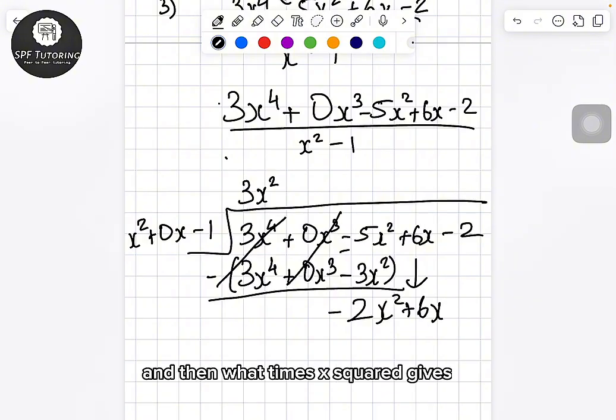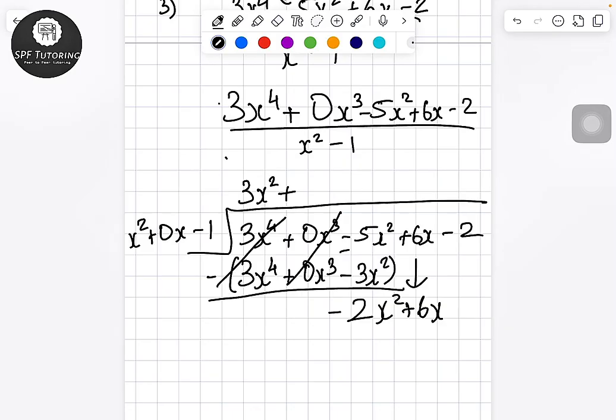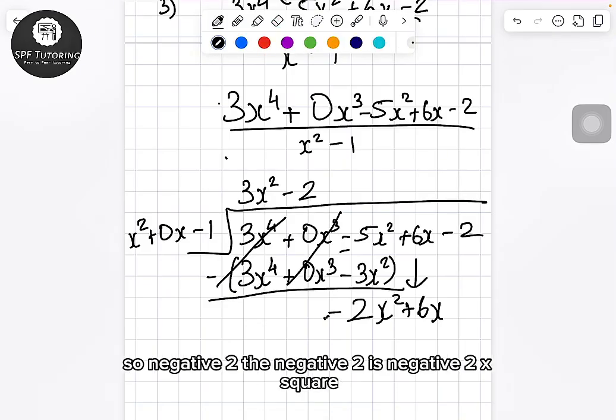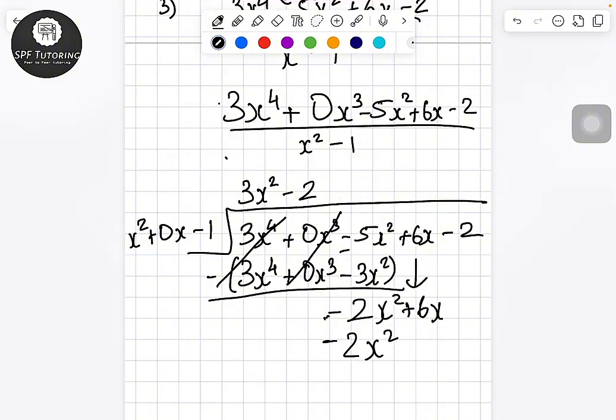Right? And then what times x squared gives us minus 2x squared? Positive or negative? You put the sign that is in there. This is negative. You put negative. So negative 2, and negative 2 is negative 2x squared. And then this would still be 0.